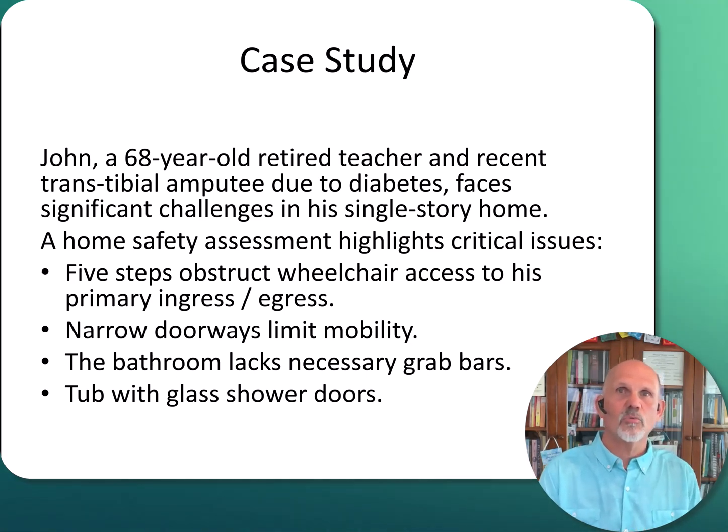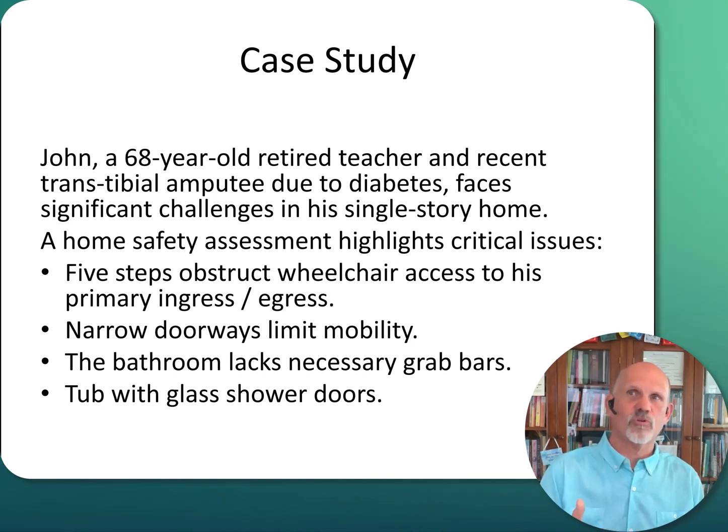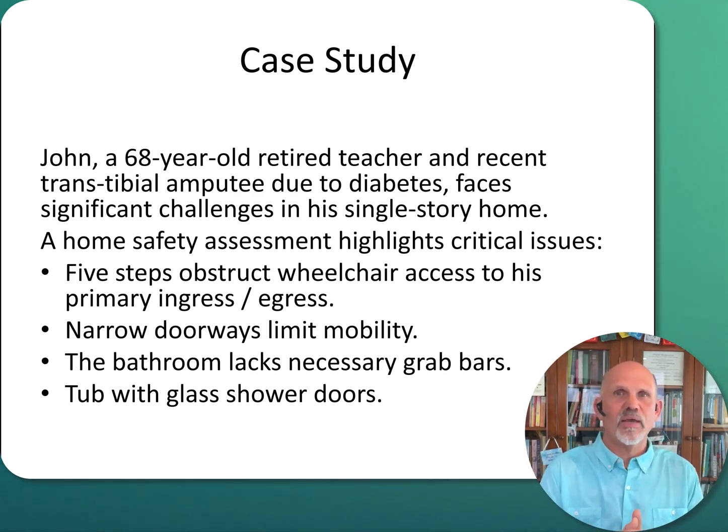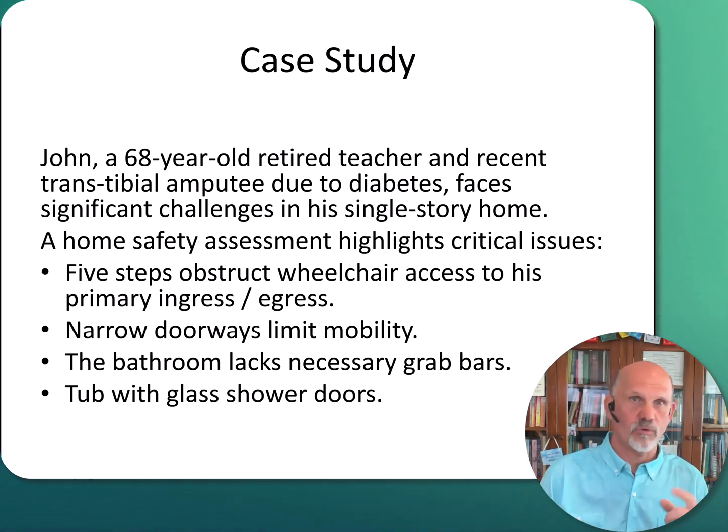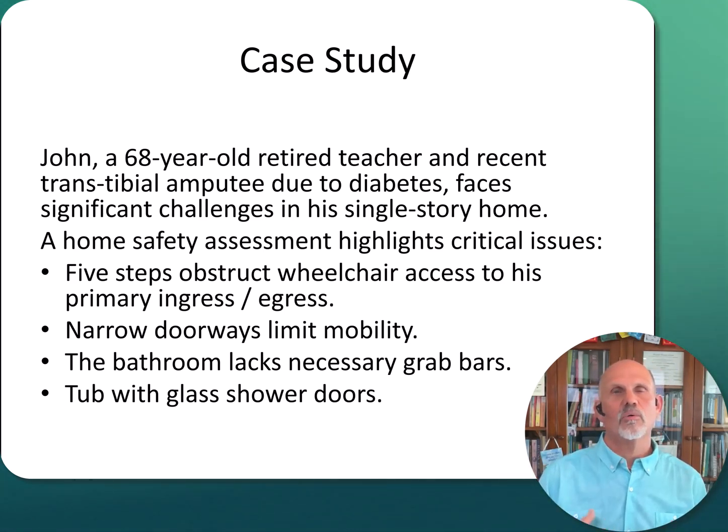The home safety assessment highlights critical issues. There's 5 steps that obstruct wheelchair access to his primary ingress and egress. There's narrow doorways that limit mobility, and his bathroom lacks necessary grab bars, and there's glass shower doors. Okay, so I want you to just take a second and think about how you might address some of these impediments along with his impairments.